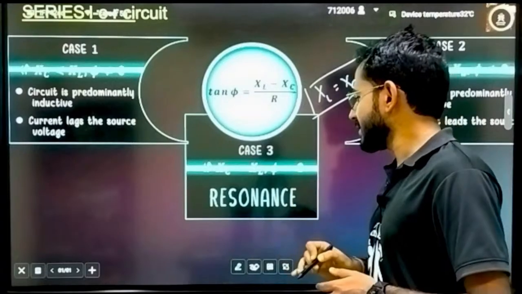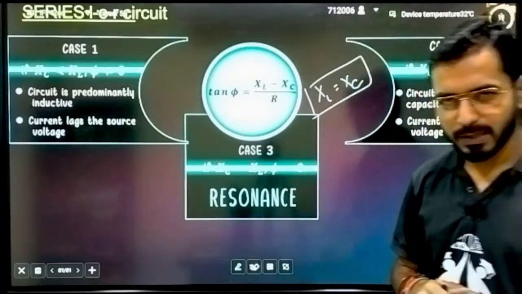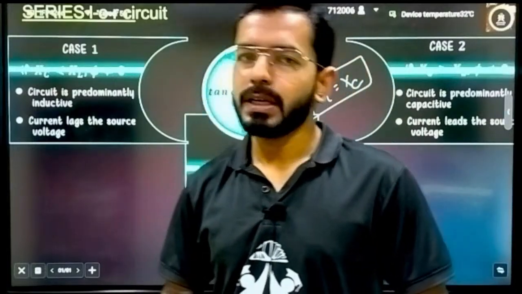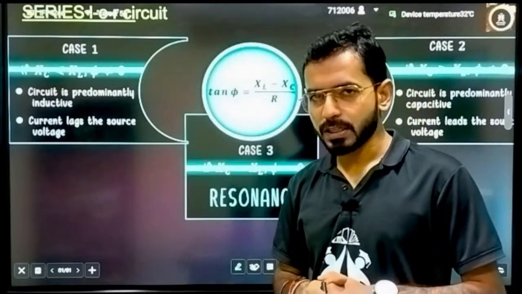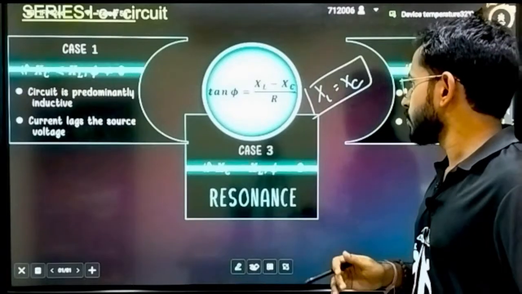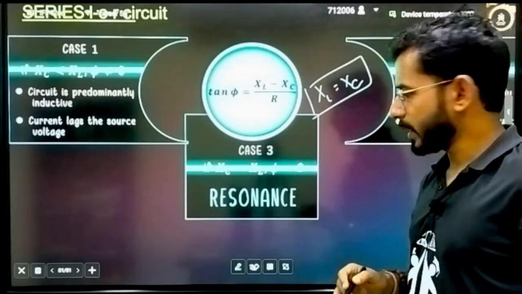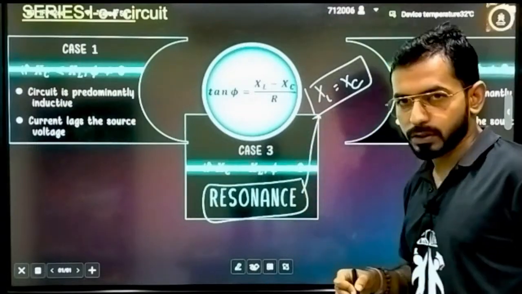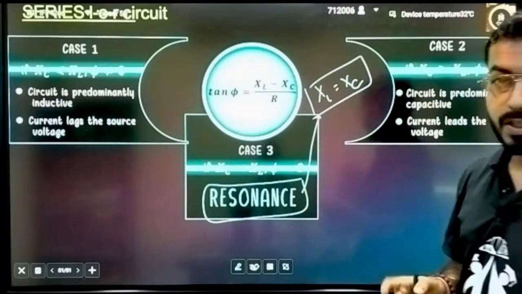In this case, it is a purely resistive circuit, because when you calculate the impedance, it will be equal to R. So just remember, whenever there is a resonant condition, XL is equal to XC, and there is a term called resonant frequency.